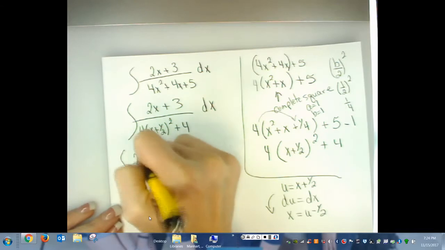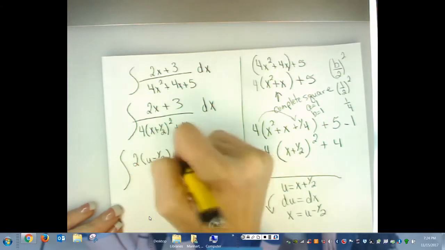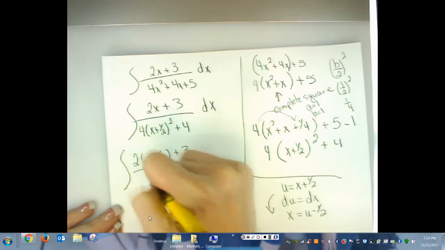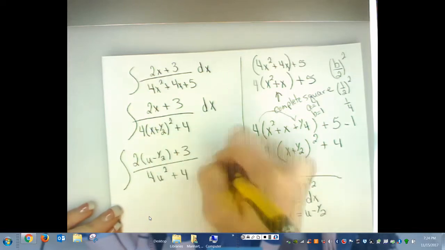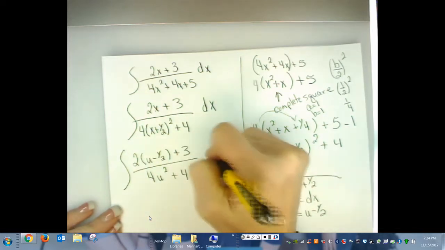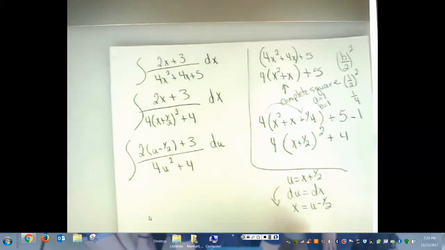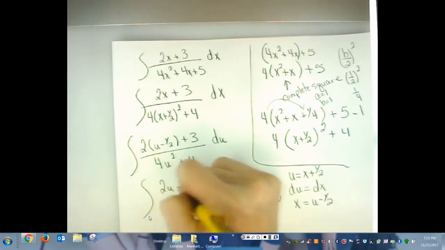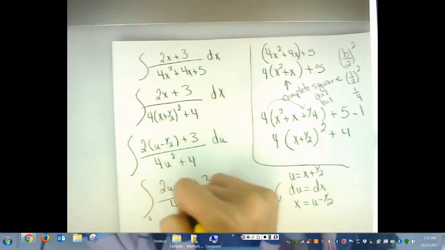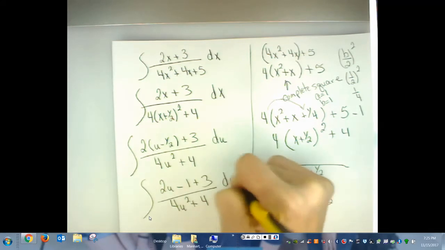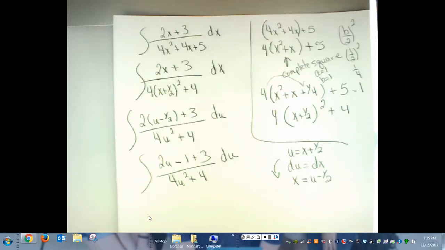2 times u minus a half plus 3 divided by 4u squared plus 4. And in place of dx, put du. So 2 times x, x is u minus a half, plus 3 divided by 4u squared plus 4. You can distribute the 2 to the u minus 1/2. That'll help. So 2u minus 1 plus 3. Okay. 2u minus 1 plus 3 is going to be 2u plus 2.